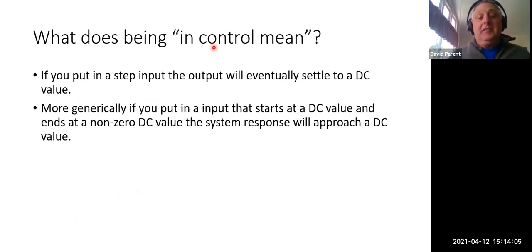Now, this is like a working definition: if you put in a step input, the output will eventually settle to a DC value. A step is defined as 0 going to a value, but really, if you start off at any DC value and change to another DC value, that system will eventually go to some DC value, some constant value, right? So that's what it looks like. So if you put in a step response and it oscillates or it increases, and does anything but settle back down to a DC value, it's out of control.